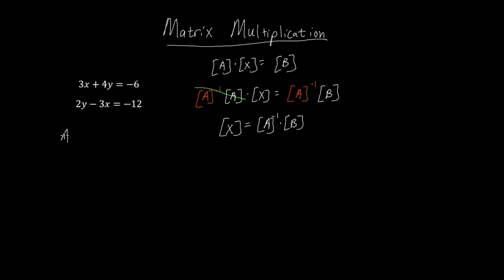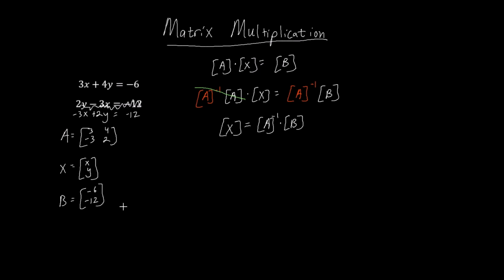So let's go ahead and real quick again rewrite this matrix. So just to cheat just a little bit, I'm just going to write negative 3x plus 2y equals negative 12 and scratch that out just a little bit. So my matrix A are the coefficients 3, negative 3, 4, 2. My matrix X is x and y, and my matrix B is negative 6, negative 12. So let's go ahead and figure out the inverse of A.